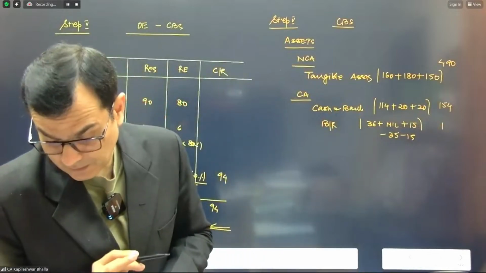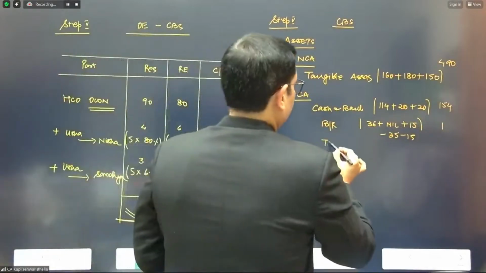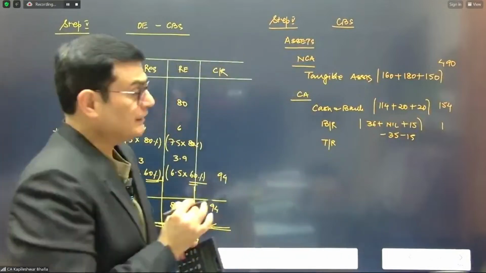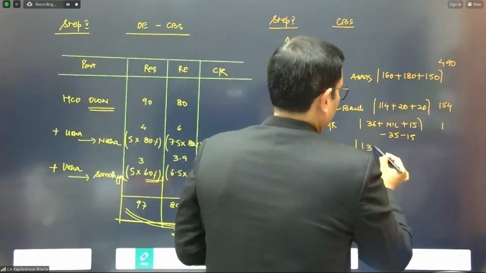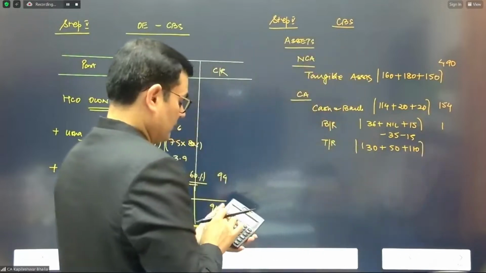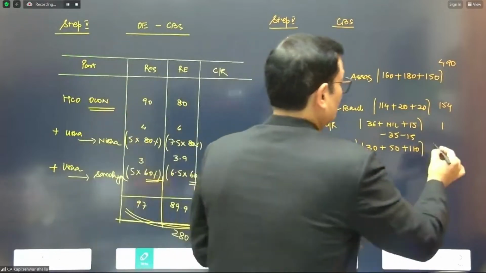Then there is trade receivable, with no intercompany owings. So in terms of the trade receivable, this is 130, 50, and 110. So this is the trade receivable. So 180 plus 110, that's 290.